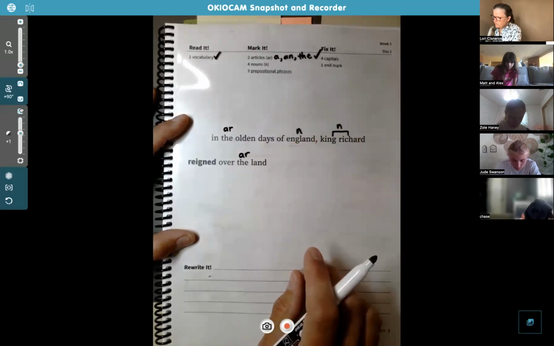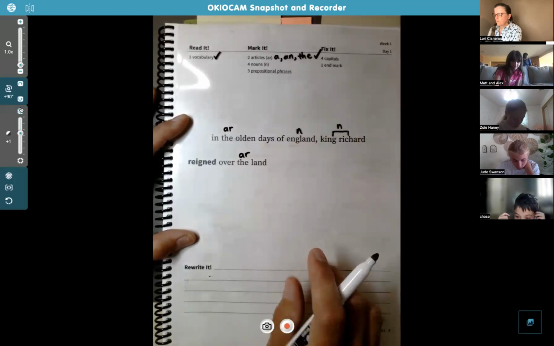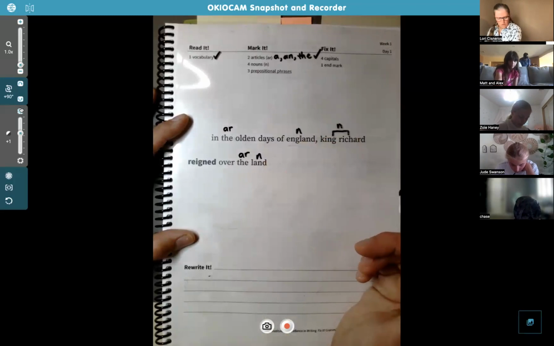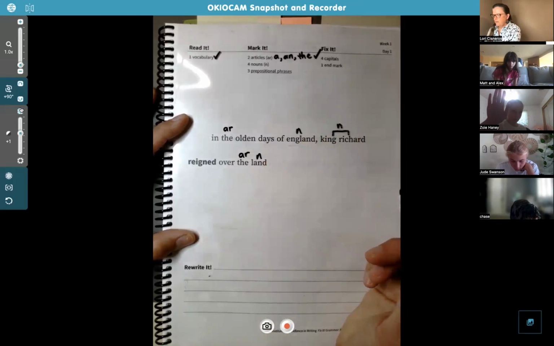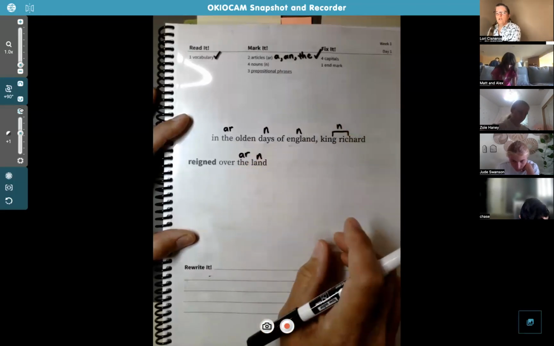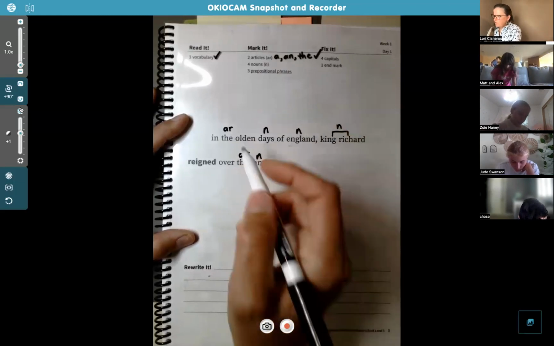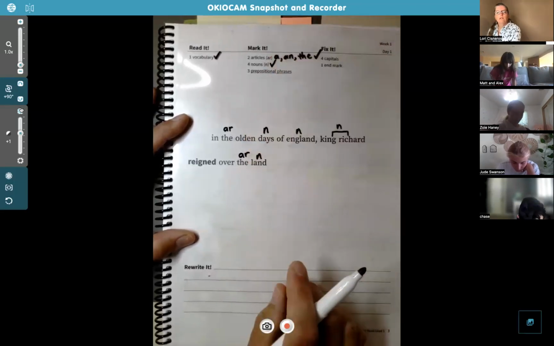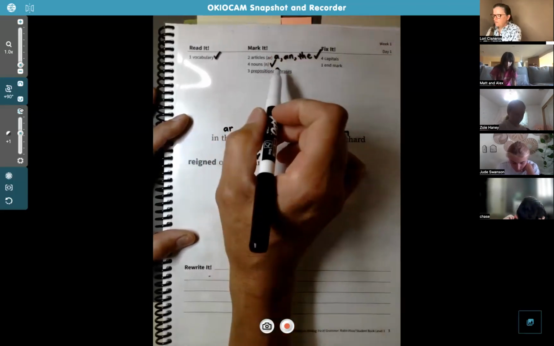What else? Land, good. And I don't know any other one. Anybody else have an idea what the 4th one is? Zoe. Days. Yes, days. Good. Good job, both of you. So those are the 4 nouns, 1, 2, 3, 4. So we can put a check mark here next to the nouns.